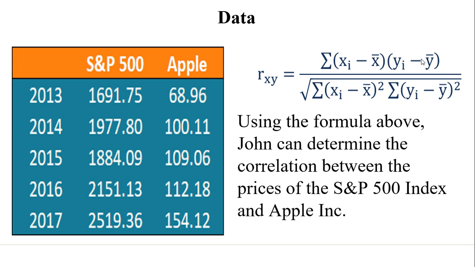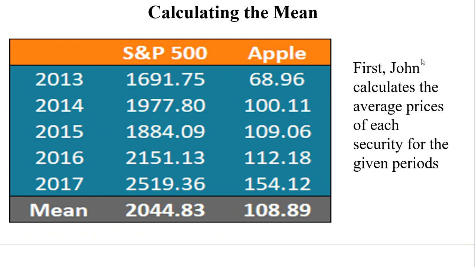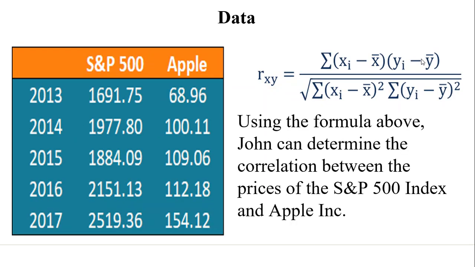Now we need to use this formula above so that John can determine the correlation between the prices of the S&P 500 index and Apple. Now, work with me. The first thing we need to do, if you look at this, is that we have the mean of x and the mean of y. We need to calculate them. I've told us that the S&P 500 is our X in this place, and Apple is our Y.